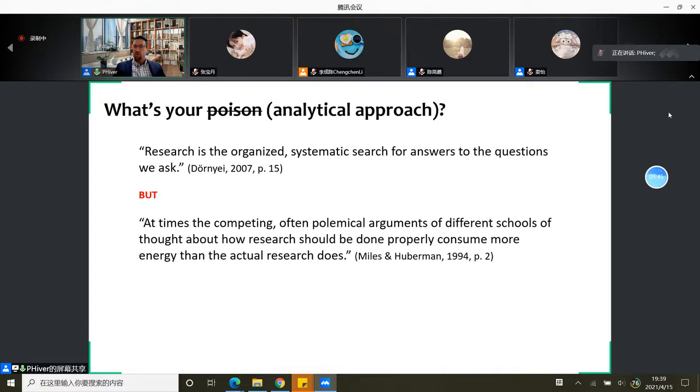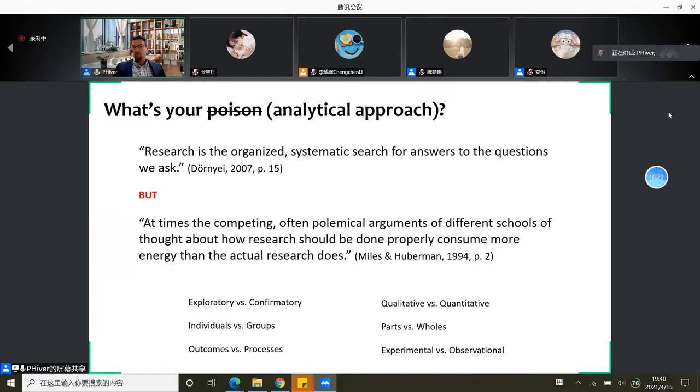Okay, so assuming we have a well-articulated problem, or we have a good idea of what we would like to know, then form follows function. So we begin to adopt an approach to designing our research. And this is where researchers often start to spin their wheels and spend too much energy on methodological debates. So let's take a few examples. Should our research be exploratory or confirmatory? Can we research outcomes, or should we focus more on processes? Is it legitimate to look at parts, or should we be more interested in wholes?